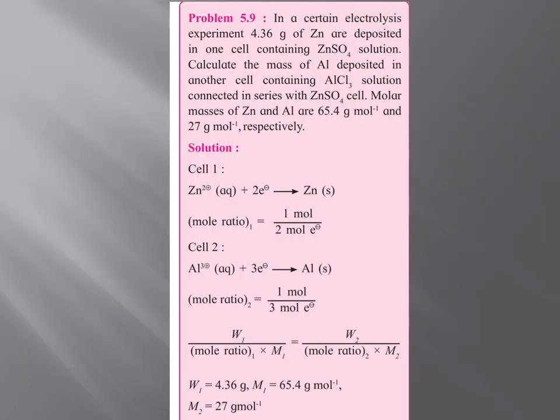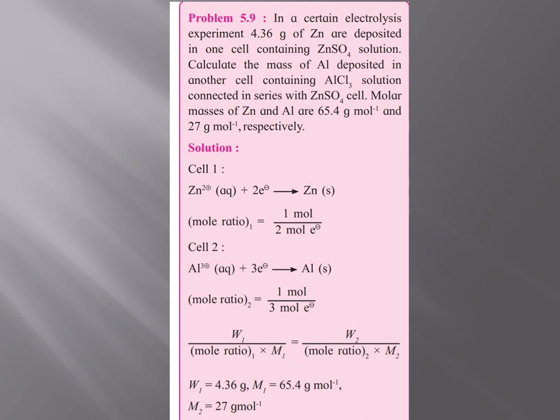This numerical is based upon Faraday's second law, where there are two cells containing electrolytes, and both the cells have different electrolytes that are connected in series. One cell contains ZnSO4 as the electrolyte, and the second cell contains AlCl3 as the electrolyte. So students, in this numerical we are supposed to calculate the mass of a particular metal that is deposited in the cell. You may be given the mass for one cell, and using Faraday's second law, you have to calculate the mass for the second cell.